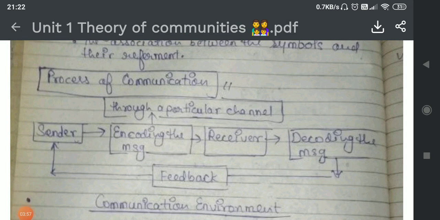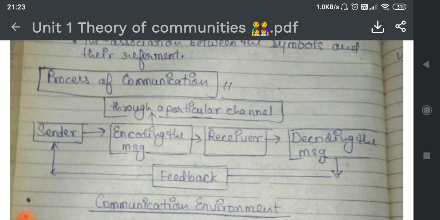Okay, so now the second topic that we have is the process of communication. Now the process of communication is very simple. First we have the sender. The sender is the one who sends the information through a particular channel, which means a language. Suppose we are communicating in Hindi, then the channel would be the Hindi language. Then encoding the message means whatever you want to say in the message. Then we have the receiver, the person who receives the information. And decoding of the message.